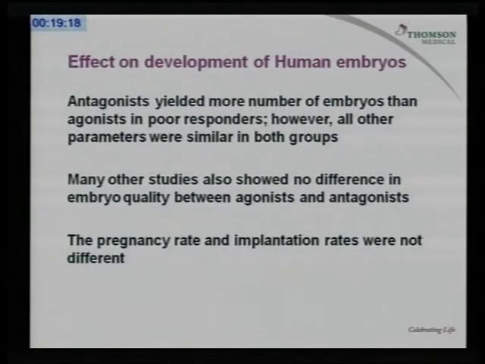Antagonist cycles usually yielded more embryos than agonists. This is another study, in poor responders particularly. However, all other parameters were similar in both groups. Many other studies also showed that there is no difference in embryo quality between agonists and antagonists. The pregnancy rate and implantation rates were also not different.